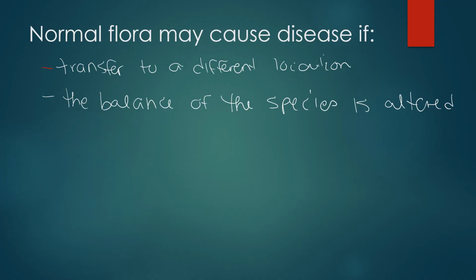And once the normal flora gets destroyed, if you remember from our previous slides, we said it prevents other microorganisms from inhabiting those areas. So by destroying them, it's like I'm removing occupants from my home, which would leave room now for other microbes to grow, right? So the balance of the species becomes altered, for example, with the use of antibiotics.